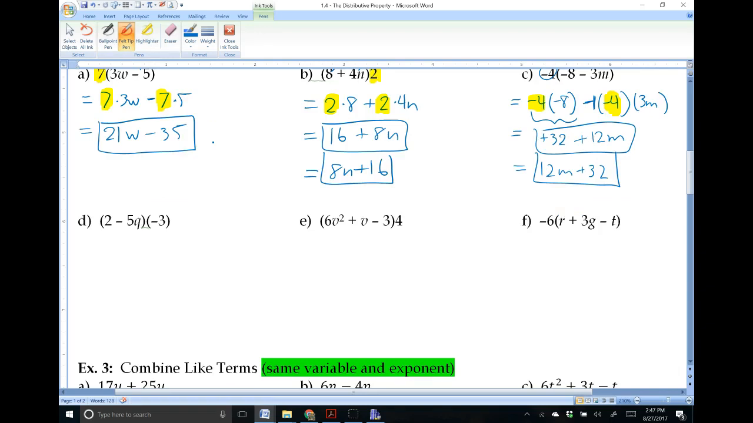So by now you should have done the problems, and I'll give the answers for D here. So D should say negative 6 plus 15q, right? Or you can write it as 15q minus 6, same thing. Part E here, you should have 24v squared plus 4v minus 12.